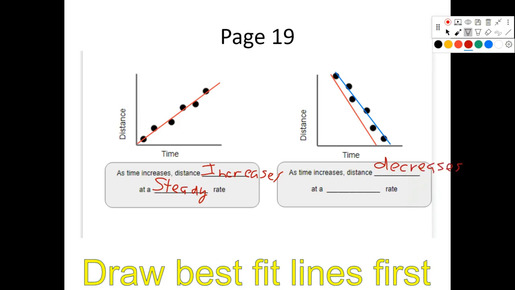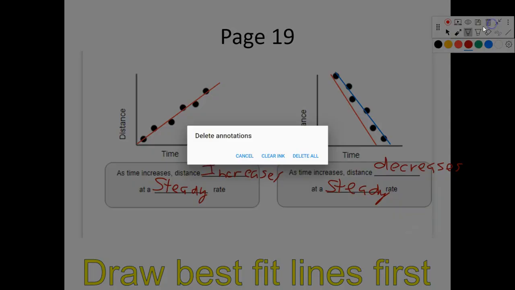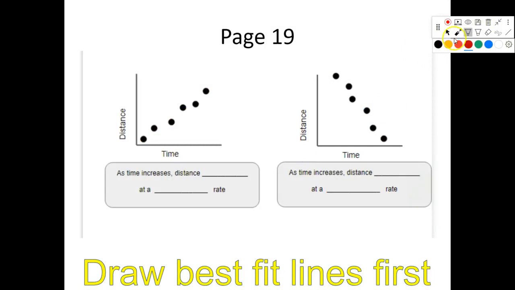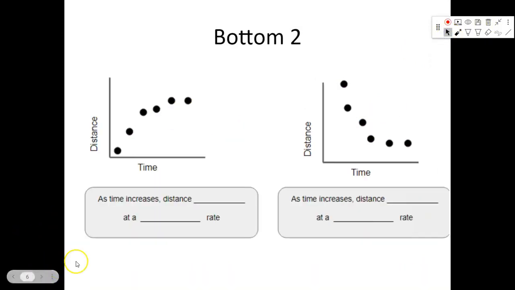Sorry, I'm writing with my finger on the screen. It's not perfect. Decreases at a, it's a straight line again, or at least my best fit line is a straight line, so I'm going to call that a steady rate. Okay. All right. I'm going to go ahead and clear the screen, and try the next ones. So these are the bottom two.